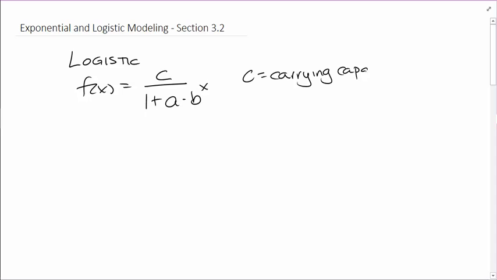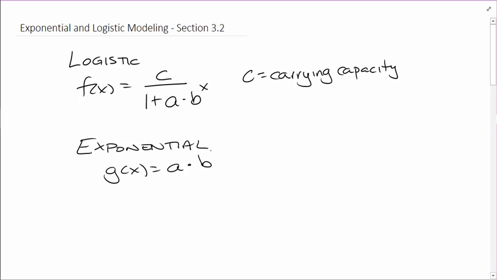This is the top end. This is the upper bound of what our function can be evaluated at. In the denominator, we notice the a times b to the x, which is very similar to our exponential function. The other function that we dealt with was an exponential function. Exponential functions are characterized by having a variable in the exponent location. We use g of x equals a times b to the x power, where x is our variable.